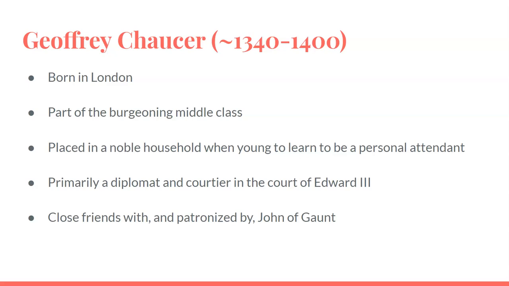And if you know anything about Shakespeare's history plays or just about the history of the time period, the name Edward III will look familiar to you. It was his death that spurred a period of intense instability in England that would eventually lead to the Tudor and Elizabethan dynasties. But Chaucer was also close friends with and patronized by John of Gaunt, who was also a member of the royal family.